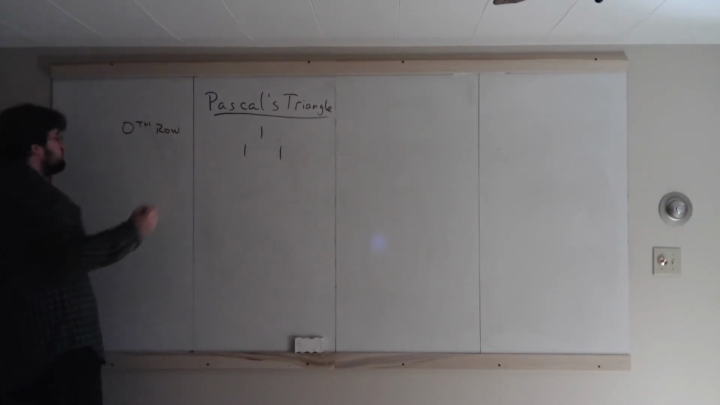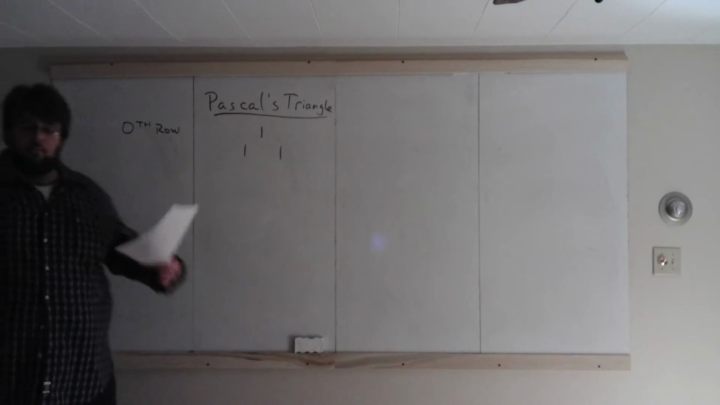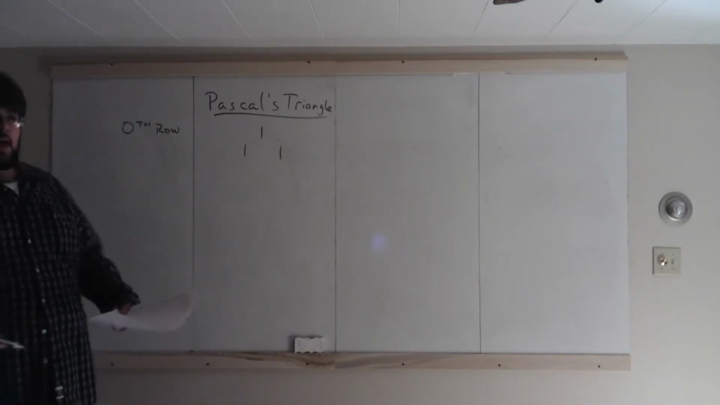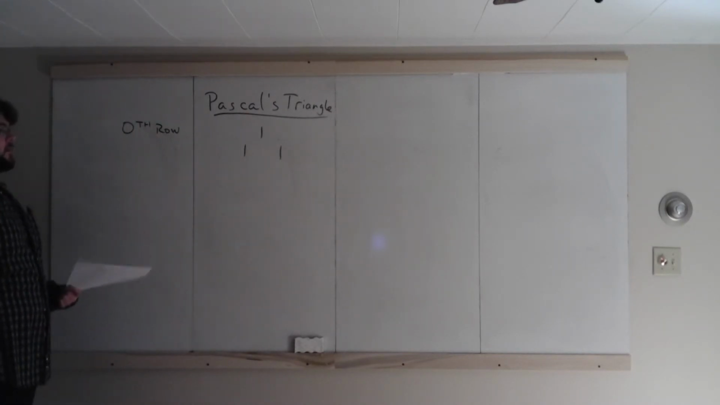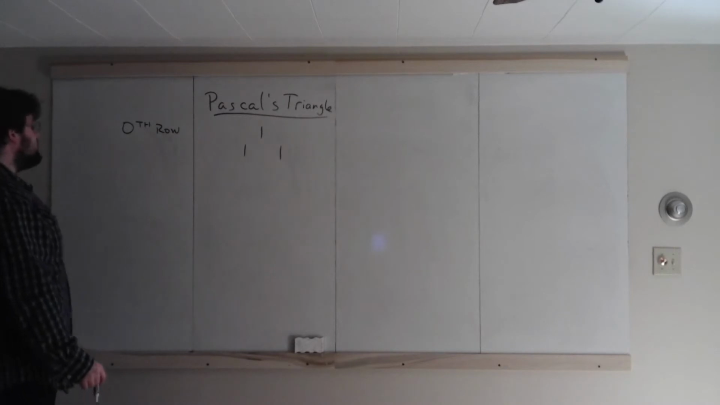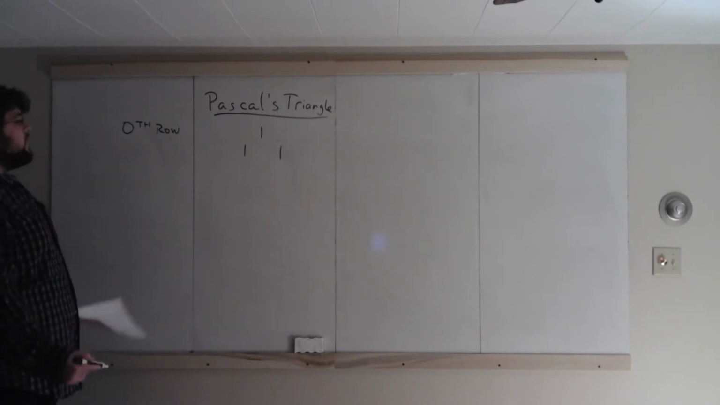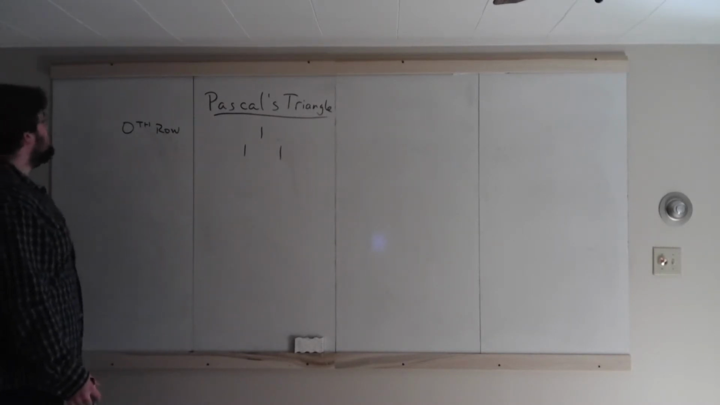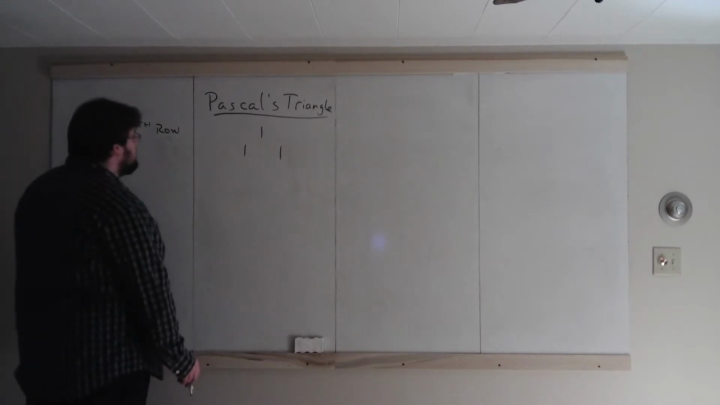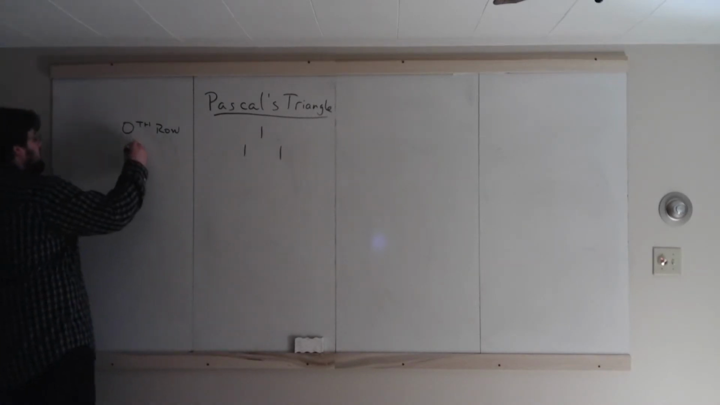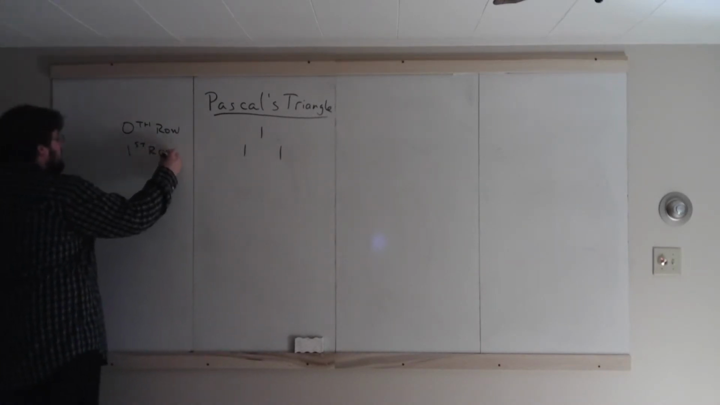Now, the top row, I'm just going to label up here. It's the first row. There are some times in math where it's convenient to start counting at 0, and there are times where it's convenient to start counting at 1. This is an example where it's convenient to start counting at 0. So that first thing we're going to call the 0th row. Then we're going to call the next thing the first row, and then the second row, and so on.